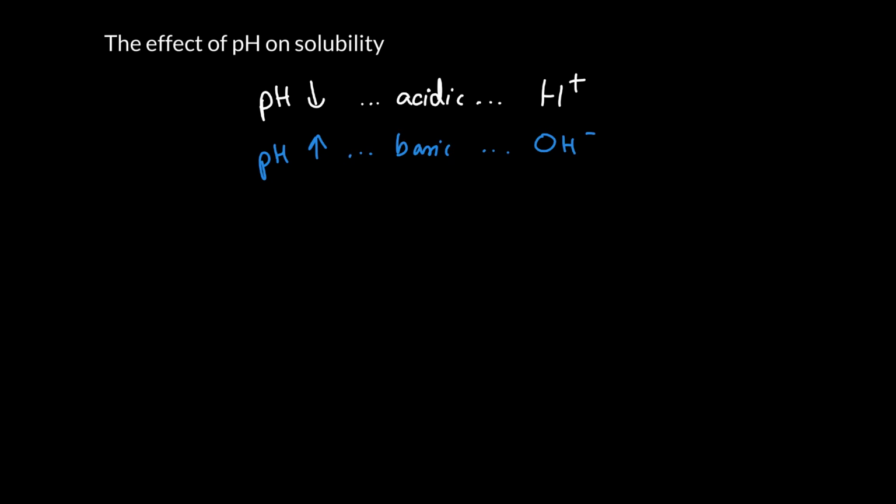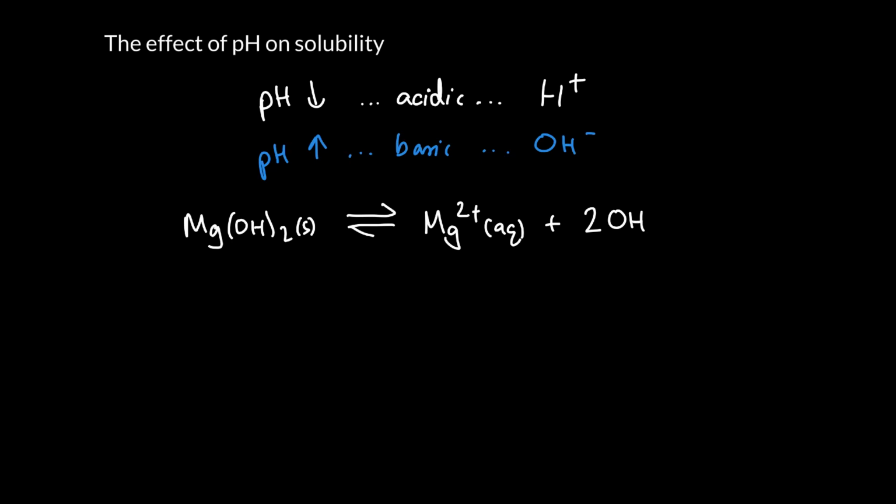So consider the solubility of something like magnesium hydroxide. It's going to dissolve and form magnesium ions and hydroxide ions, and it's going to form them in a 1:2 ratio. Remember, hydroxide's a polyatomic ion. And what will happen to the solubility as we raise or lower the pH? So how is solubility affected by high versus low pH?